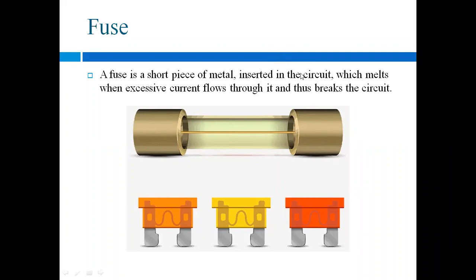So we can define this fuse as a protective device. It is a protective device which controls a very high current flowing through the circuit. When very high current is flowing through the circuit, it melts and opens the circuit, or breaks the circuit. So it is simply a short piece of metal which melts when excessive current flows through it and thus breaks the circuit. Some fuses are shown here.